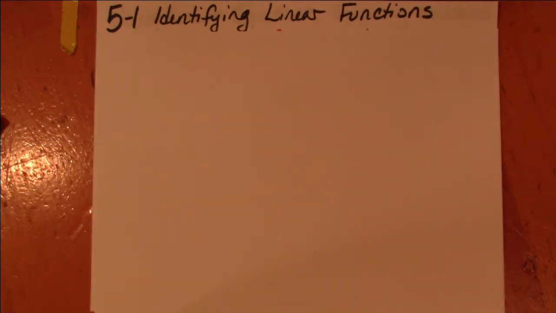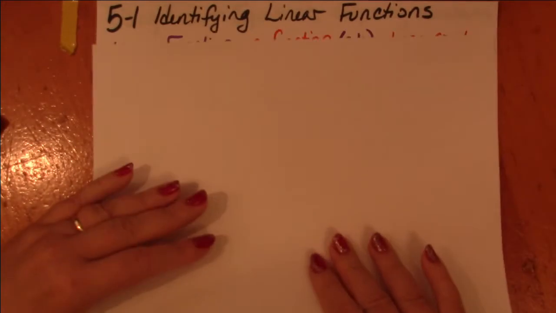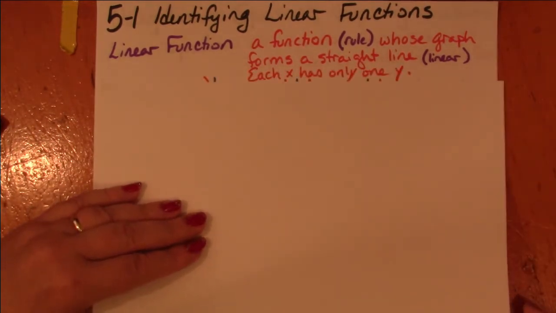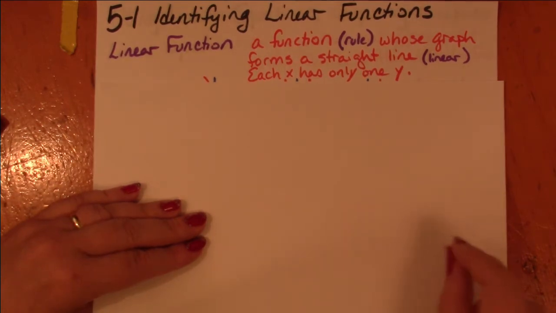So we're going to be doing a lot of graphing in this chapter. The first section is called Identifying Linear Functions. So we're going to go through a little vocabulary. A linear function is a function whose graph forms a straight line, and each x has only one y.